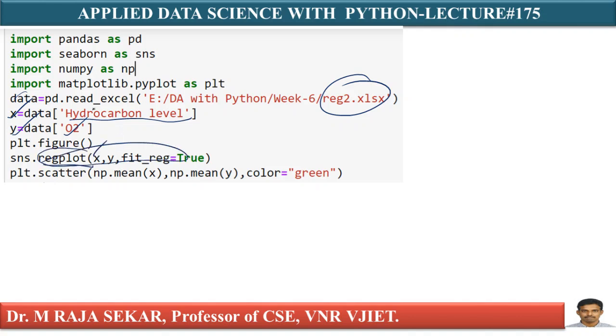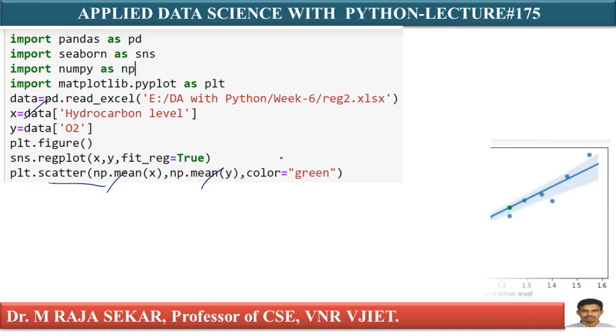X is the hydrocarbon level, and my Y is purity of oxygen, and fit_reg equal True means that particular regression plot will be plotted. Even I'm plotting a scatter plot. We already discussed what is scatter plot. X means hydrocarbon level, and np.mean(X), np.mean(Y), NumPy, I already discussed about NumPy. I think we discussed almost 8 lectures on NumPy. np.mean(X), comma np.mean(Y), color equal to green.